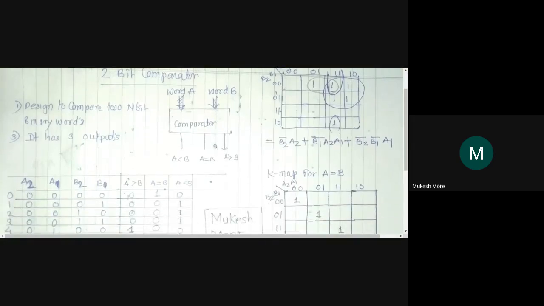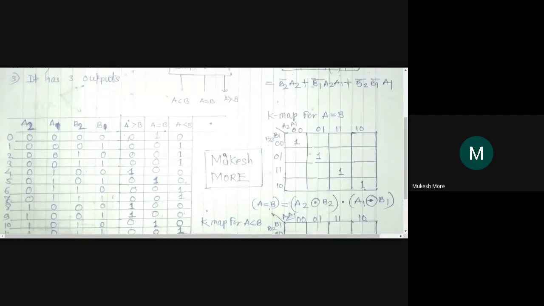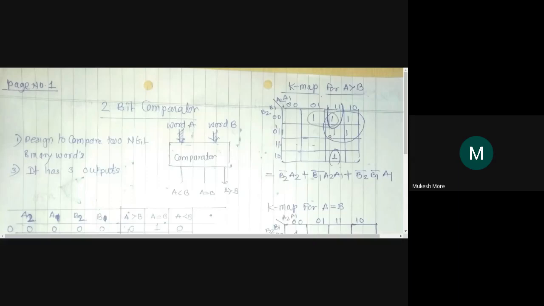Okay, next you can refer to the next entry for 1 in A greater than B, that is 1, 0, 0, 0. Okay, so A2, A1 is 1, 0, and B2, B1 is 0, 0. Now place a 1 here. So in this way, if you fill the ones with respect to your variables A2, A1 and B2, B1, you will get this K-map.